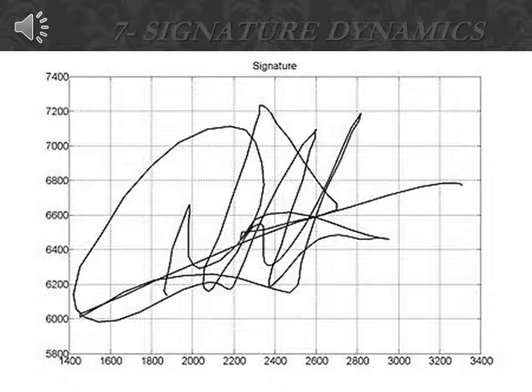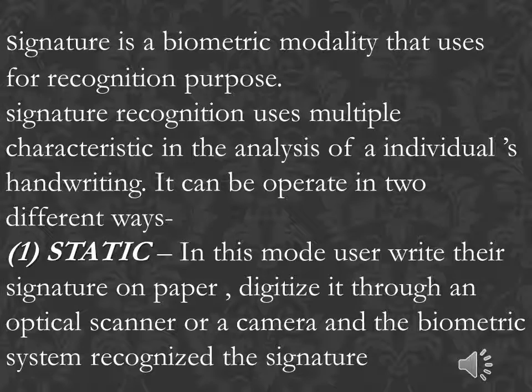7. Signature dynamics. Signature is a biometric modality that is used for recognition purposes. Signature recognition uses multiple characteristics in the analysis of an individual's handwriting. It can be operated in two different ways.